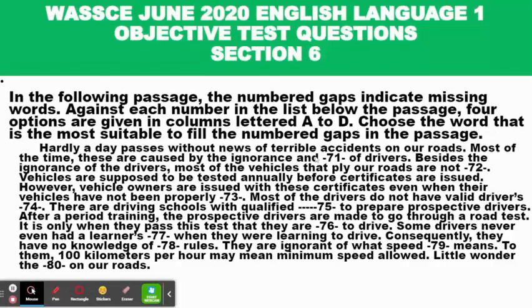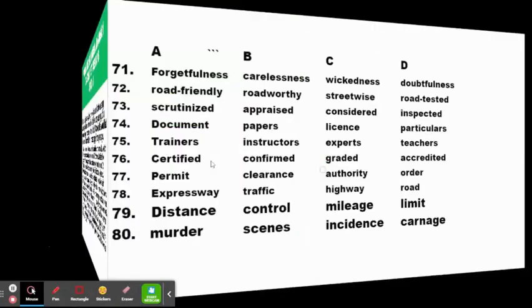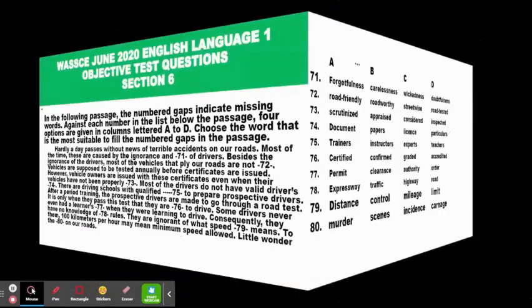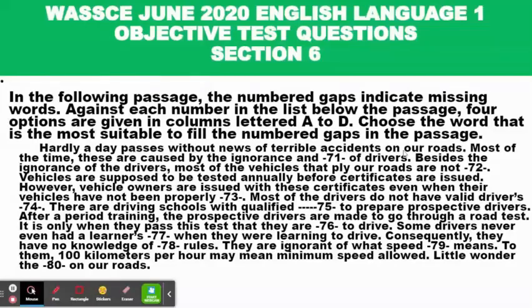Hardly a day passes without news of terrible accidents on our roads. Most of the time, these are caused by the ignorance of dash drivers. And in this gap, we have 71. So what we do, we go to the option and look at 71 and the options. Option A, forgetfulness. B, carelessness. C, wickedness. D, doubtfulness. The correct option is B, carelessness. Okay, let's continue.